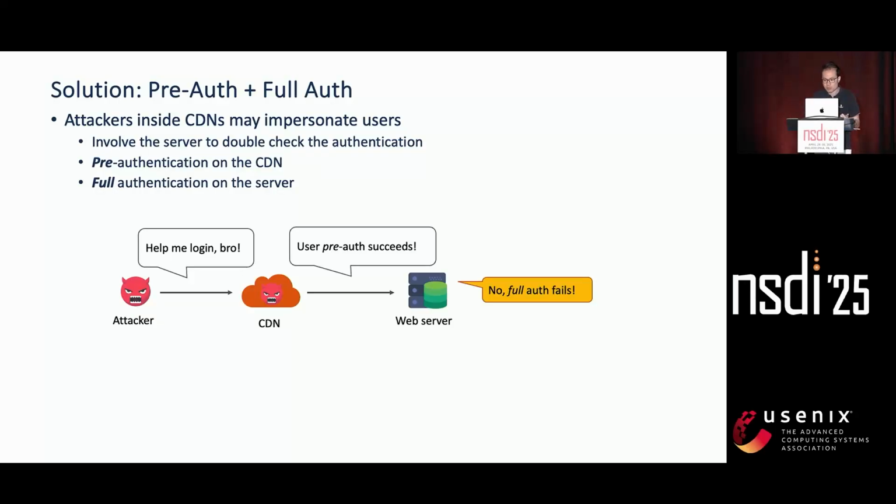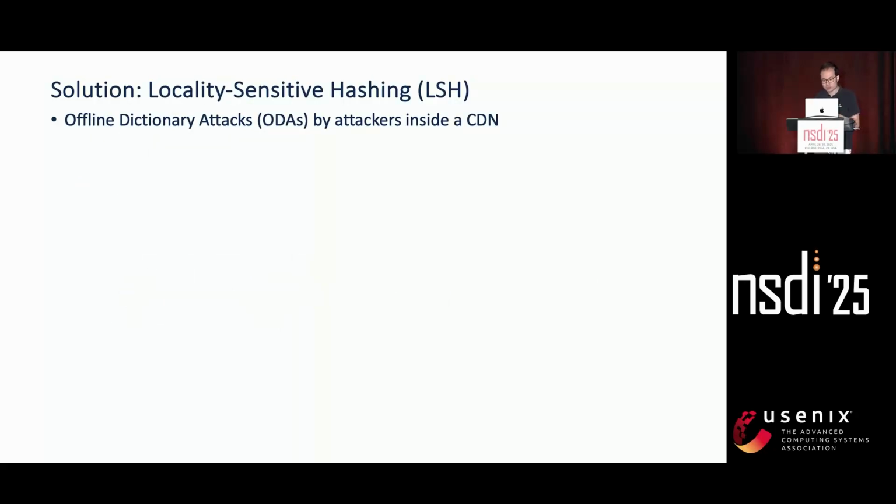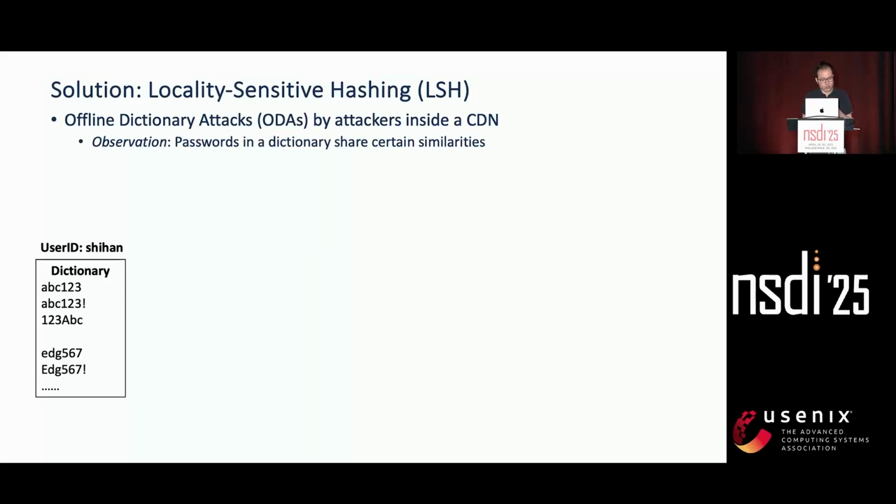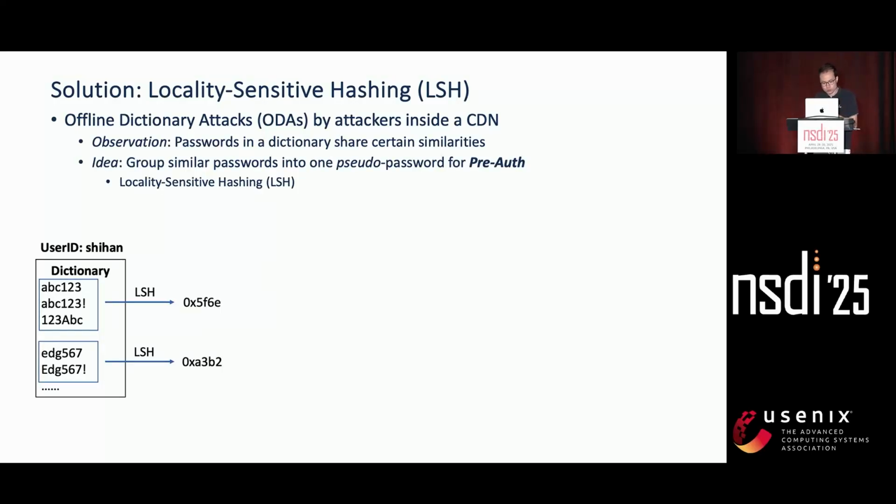Our solution to the offline dictionary attacks by the CDN is to use a technique called locality-sensitive hashing. We have an observation that passwords in a dictionary usually share some similarity, as this figure shows. We come up with the idea that we can group similar passwords into one pseudo password for pre-authentication. That's why we use locality-sensitive hashing, LSH.